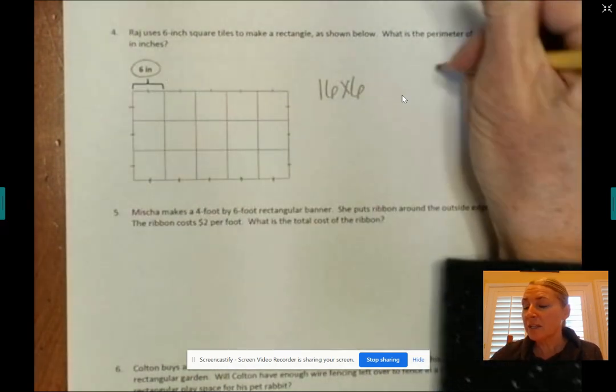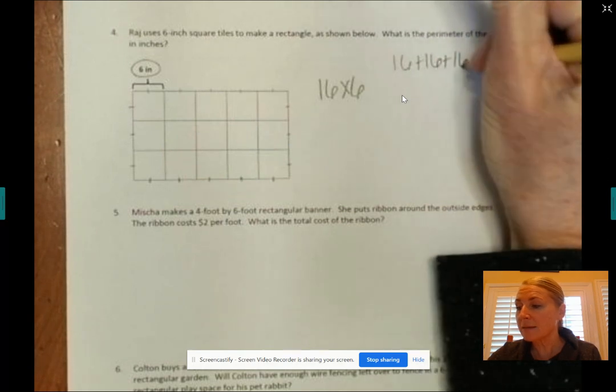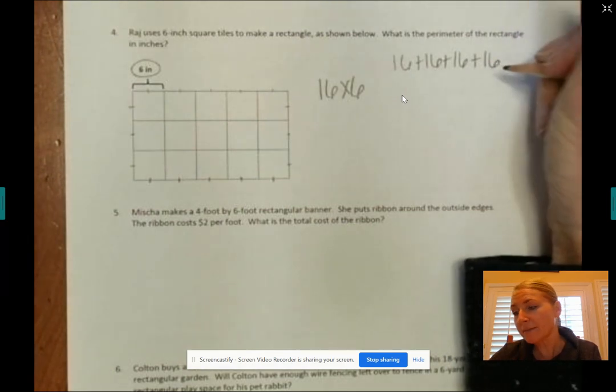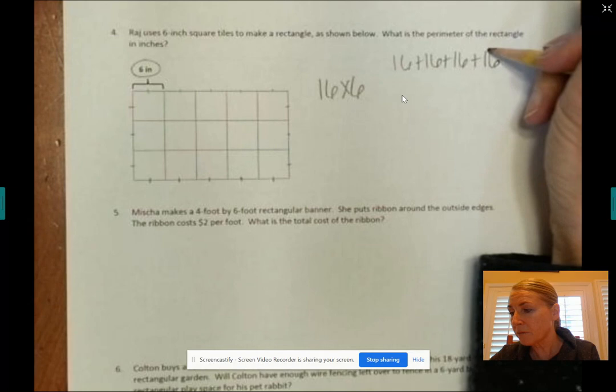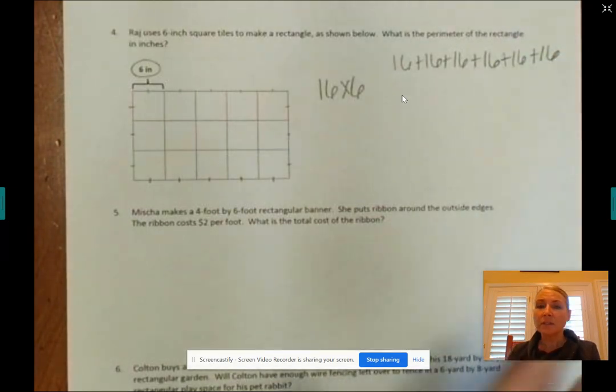So one strategy would be to do the 16 plus 16 plus 16 plus 16. It doesn't match my figure, but I know that 16 times 6 is the same as 6 times 16. 1, 2, 3, 4, 5, 6. Okay, so this is one strategy.